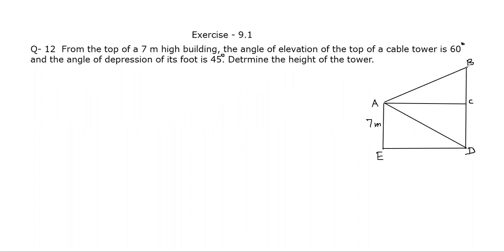From here, this is the top of the tower and this angle is given as 60 degrees and this angle is 45 degrees. So this angle will also be 45 degrees. This height will also be 7 meters and suppose this is H and this is X.